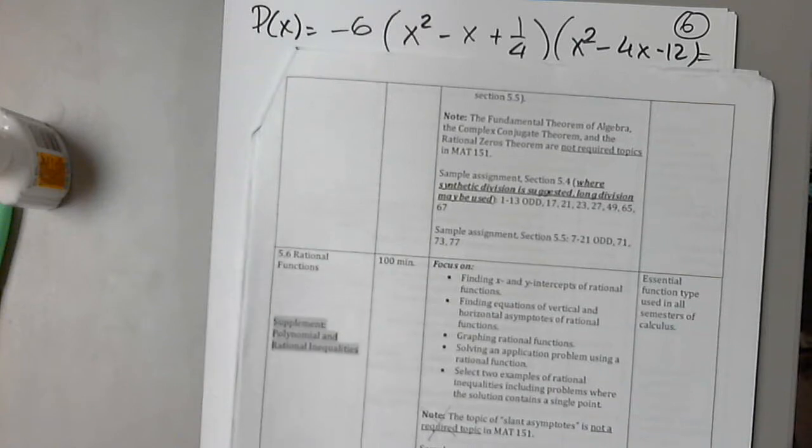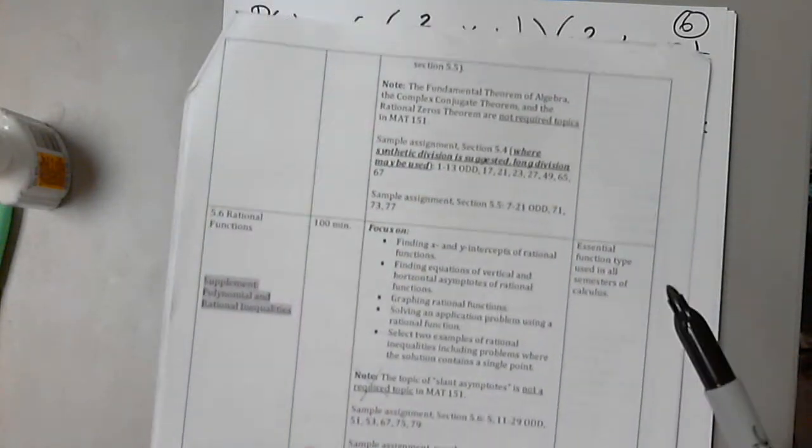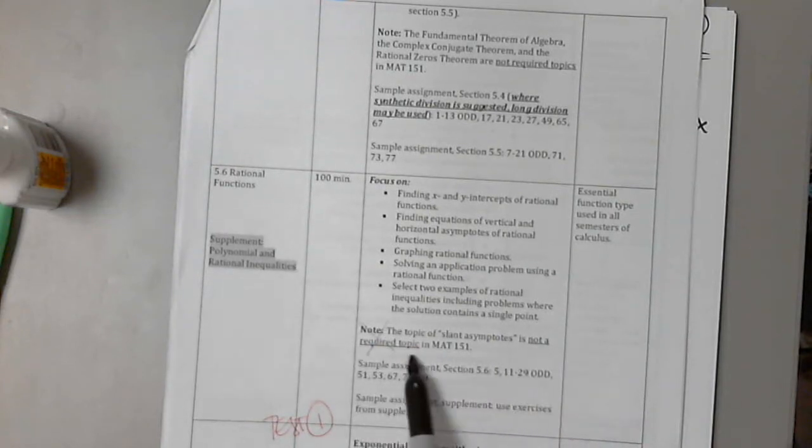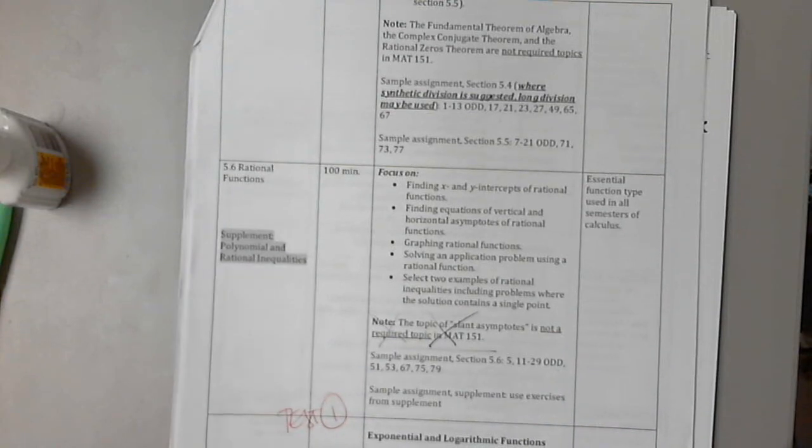Rational functions. They are restricted to only 2 categories. So they said that the topic of slant asymptotes is not required. I think it is, but I already crossed it out. I'm not going to talk about slant asymptotes.